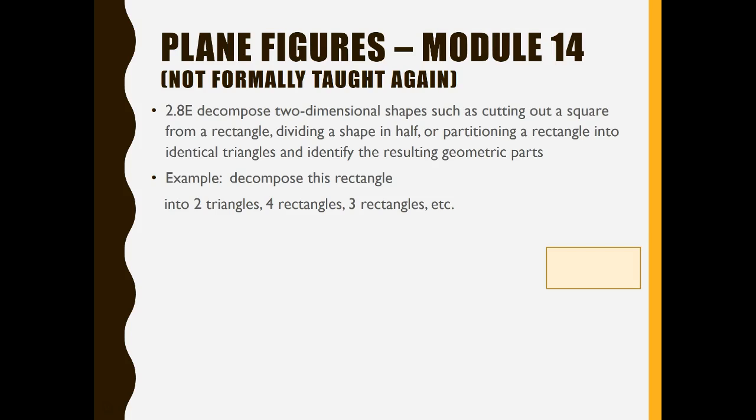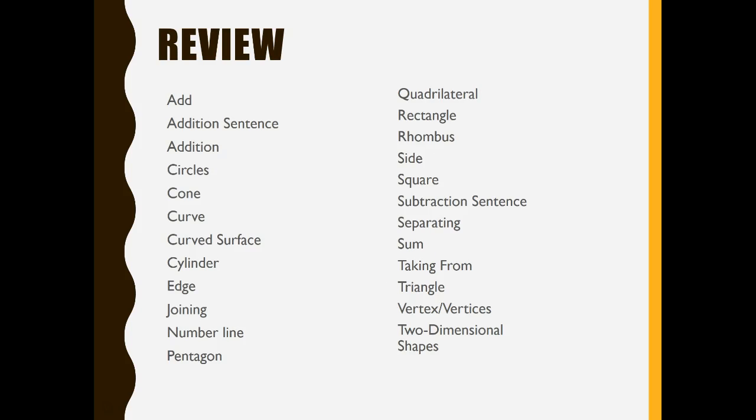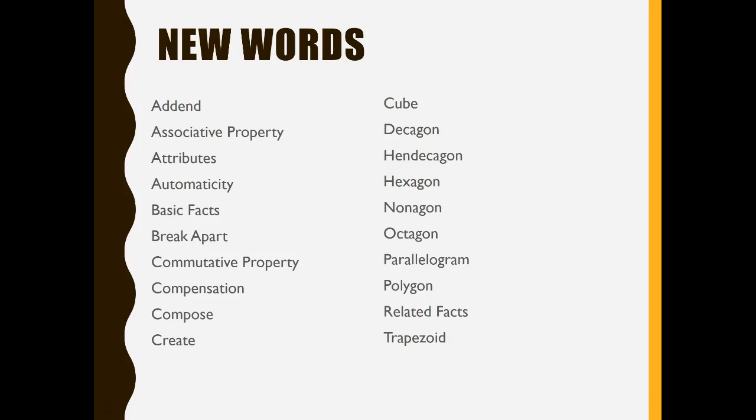Now, here we're going to also talk about decomposing shapes, such as this rectangle can be decomposed into several different shapes, like 2 triangles, or 4 rectangles, or 3 rectangles. Vocabulary is very important, so you can review these words that kids may have learned in kindergarten or first grade, just to remind them of what these terms mean. And then these are the new words that the kids may not have ever seen before or not been exposed to as much. So these are words you might want to focus on.